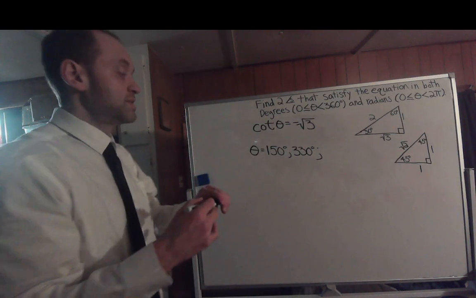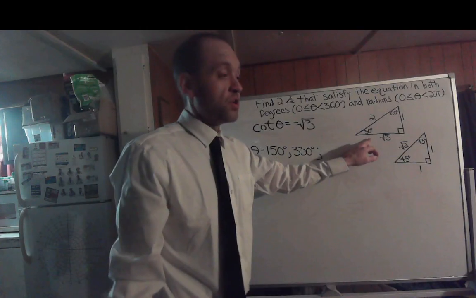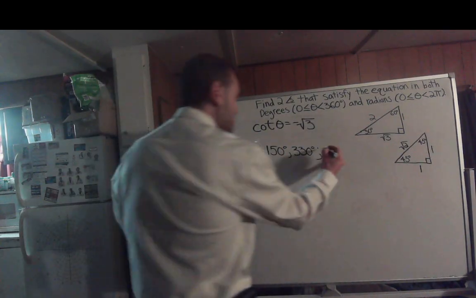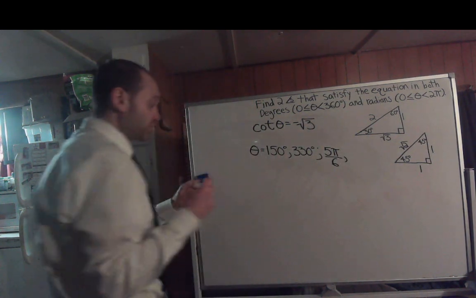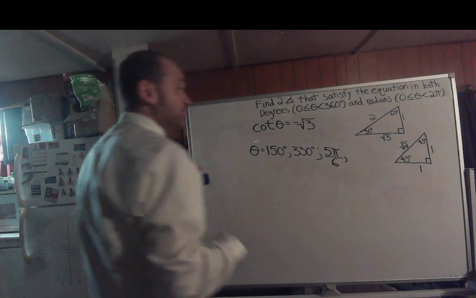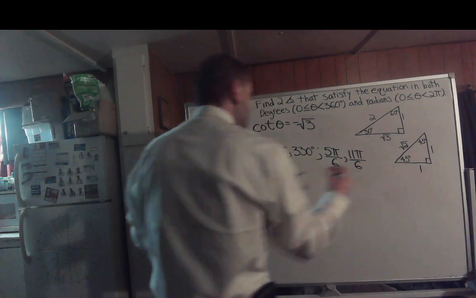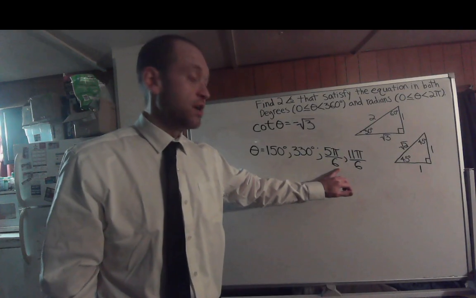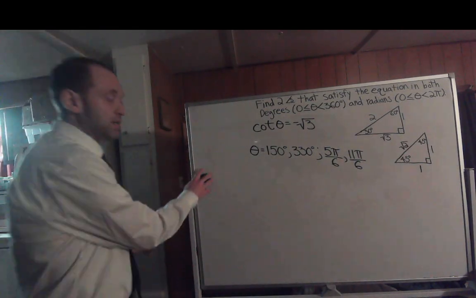Now in radians, so 30 degrees in general is pi over 6. So in the second quadrant, take that pi over 6, subtract it from pi, you end up getting 5 pi over 6. And then in the fourth quadrant, take that pi over 6, subtract it from 2 pi, you end up getting 11 pi over 6. All right, so the two angles you should get are 150 degrees or 5 pi over 6 radians, and 330 degrees or 11 pi over 6 radians. One more of these, then we'll do some function operations.